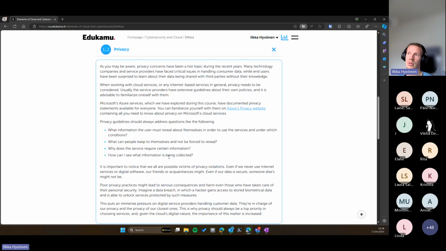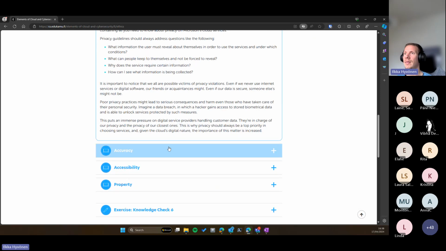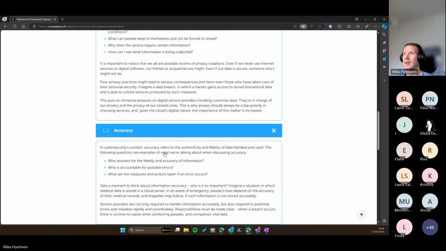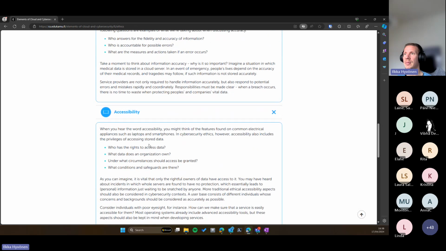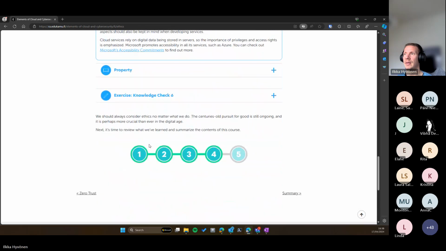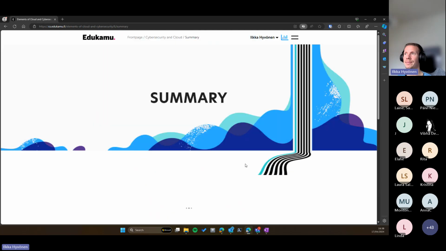But of course, customers in their own environment are responsible, for example, for doing some configurations if they have some sensitive data in their environment. And then there are some other important principles, for example, accuracy and accessibility. Yeah, I think those are also important concepts.